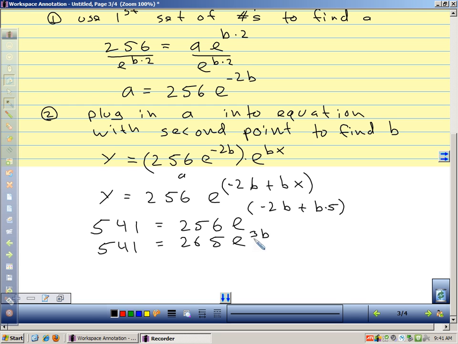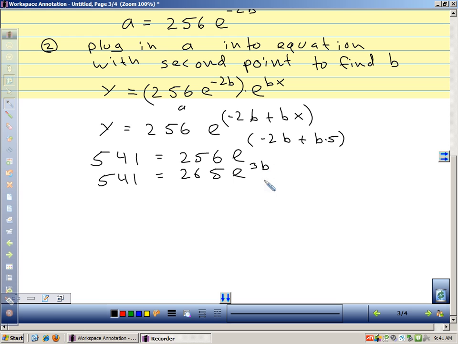Now I can solve for b. I have an exponential equation with one variable here, so I can get this exponential expression by itself and solve for b. I'm going to divide by 256. Isn't it 256? 256, thank you. I switched those around. And I'm going to turn this around, so e to the 3b equals 541 over 256.